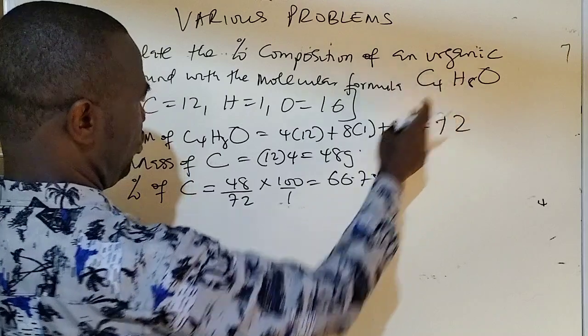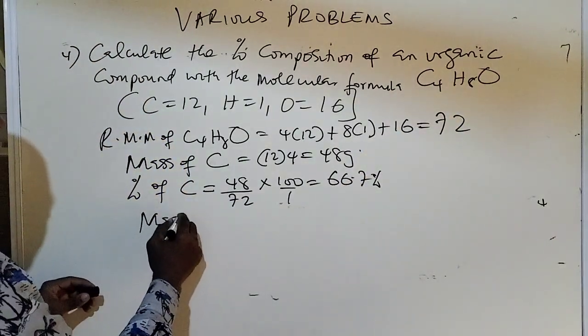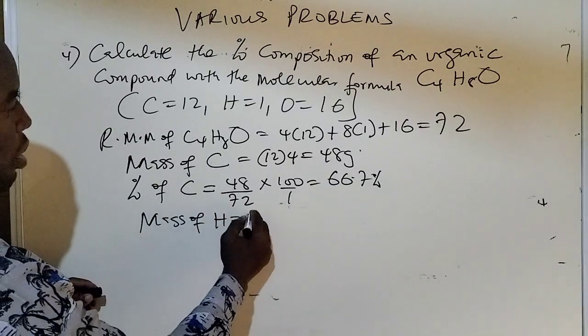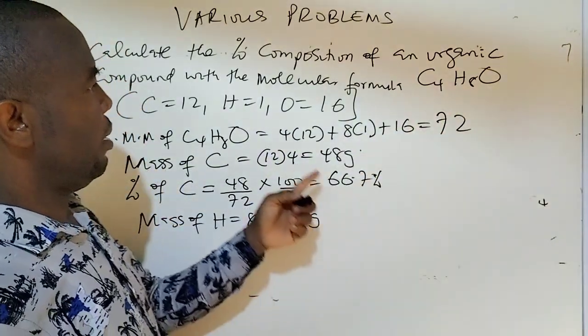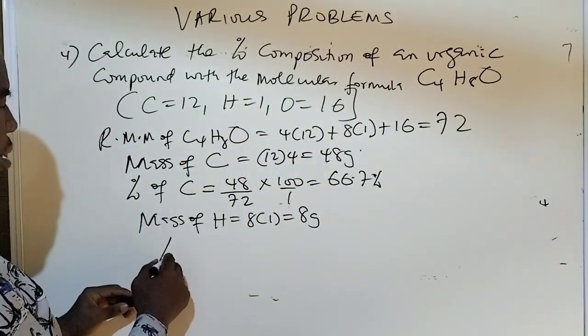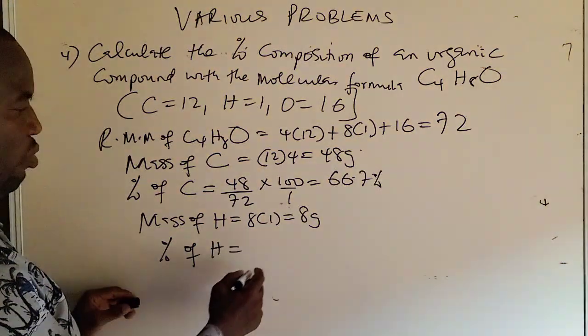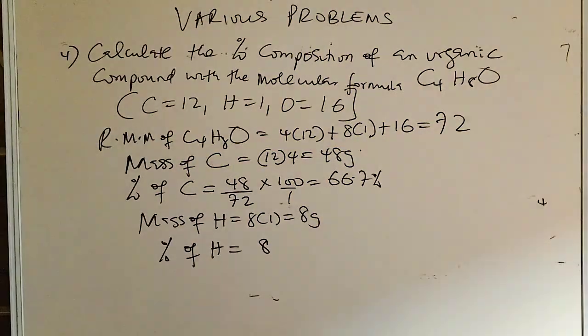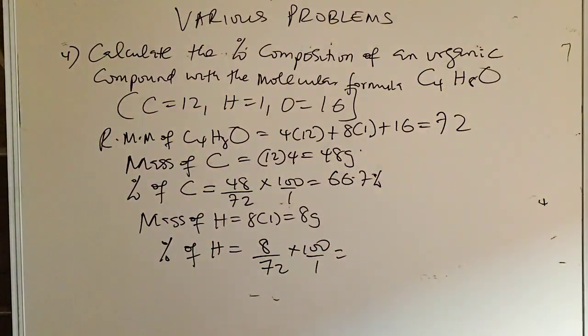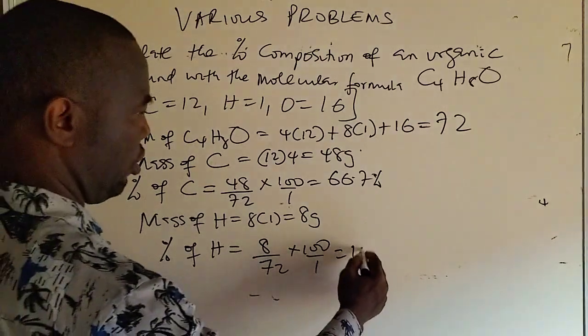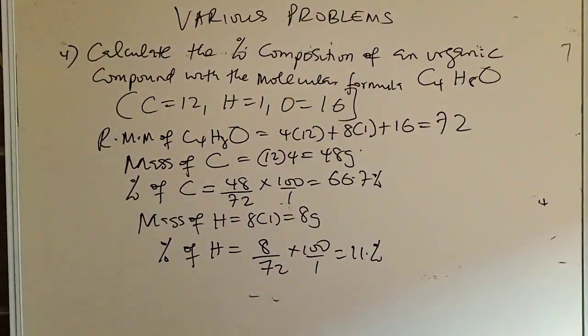We'll now go to the next element, hydrogen. Mass of hydrogen in 1 mole of the compound becomes 8 times 1, 8, because there are 8 atoms of hydrogen, and atomic mass of hydrogen is 1. So percentage of hydrogen becomes mass of hydrogen, which is 8, over the molar mass, which is 72, times 100 over 1. When we solve it, our answer for hydrogen will be 11.1% of hydrogen in the compound.